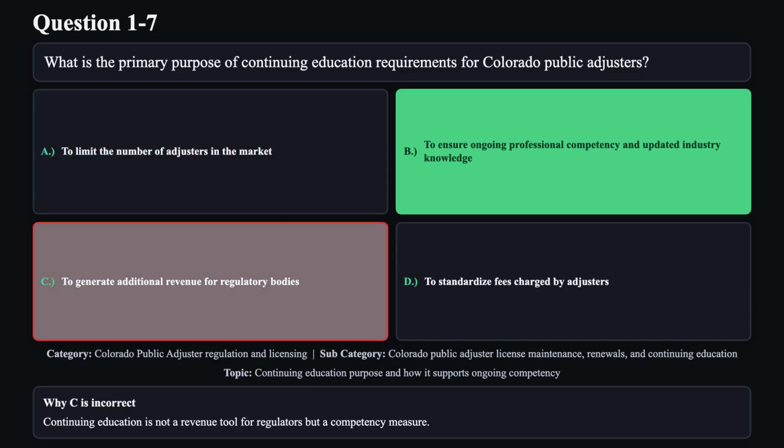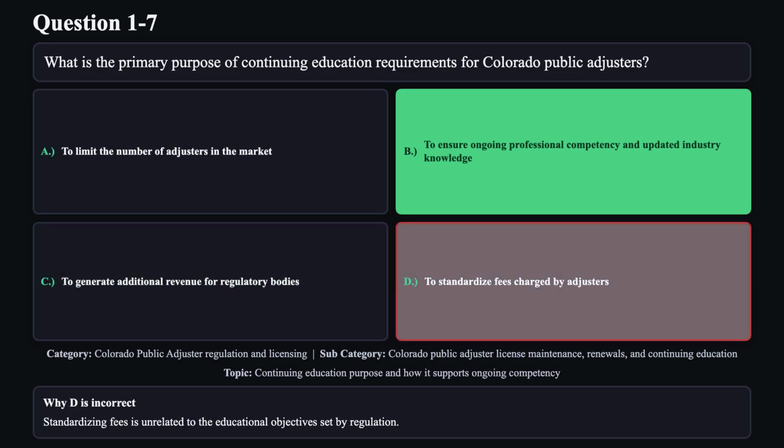Reason C is not correct. Continuing education is not a revenue tool for regulators but a competency measure. Reason D is not correct. Standardizing fees is unrelated to the educational objectives set by regulation.